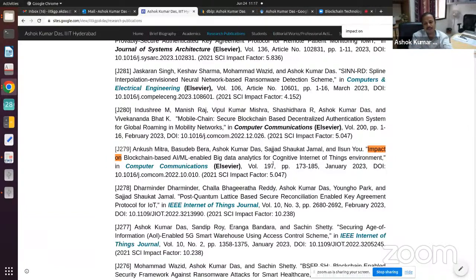That is one of the interesting results that we put in this paper, on the impact of blockchain-based AI/ML-enabled big data analytics for cognitive Internet of Things environment. You can go through this paper if you are interested.